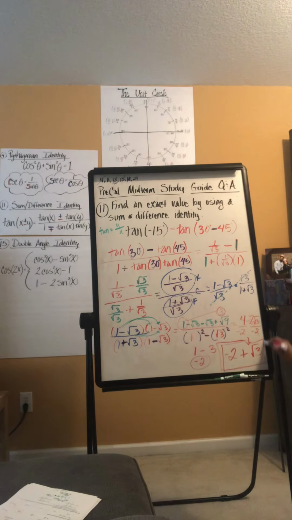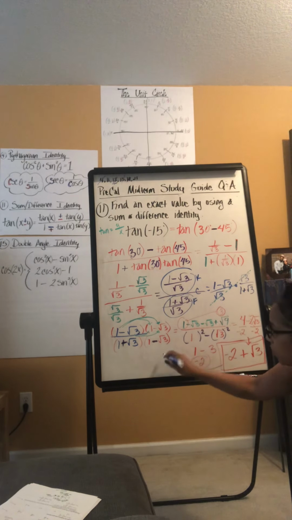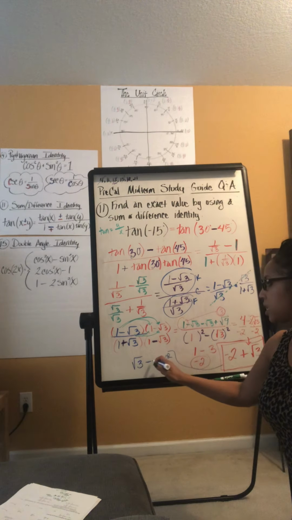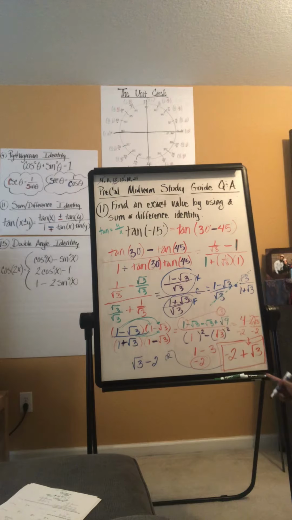That's it, guys. Woo! I believe it's written in the opposite order on your midterm review. They have the square root of 3 first, and then the negative 2. Doesn't matter as long as the signs stay the same.